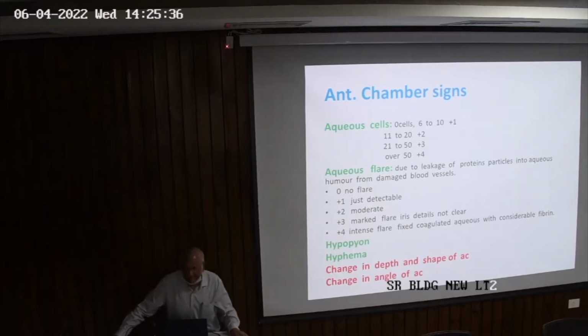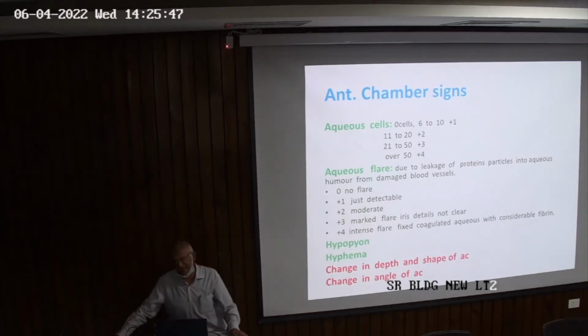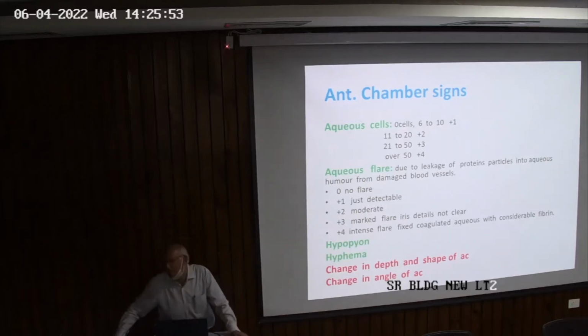Then the flare. What is the flare? Flare is the proteinaceous material suspended there. This is the Tyndall effect, the turbidity caused in the aqueous. So the important findings in iridocyclitis are, first, the KPs, then cells, and the aqueous flare.